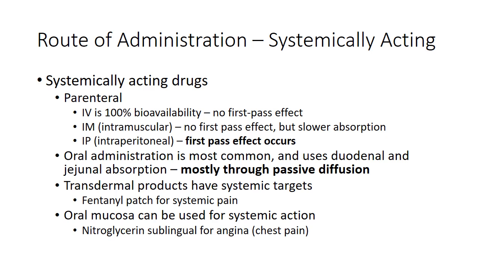So oral mucosa can be used for systemic action, and I want to emphasize or clarify that that doesn't mean swallowing it. That means the mucous membrane in your mouth, so the cheeks and under the tongue. The cheeks would be buccal administration. Under the tongue is sublingual. Nitroglycerin is used sublingually for chest pain. And you have to have very rapid absorption if you have chest pain, and that's what sublingual administration will achieve, very rapid absorption, as long as it's designed appropriately with the proper formulation.